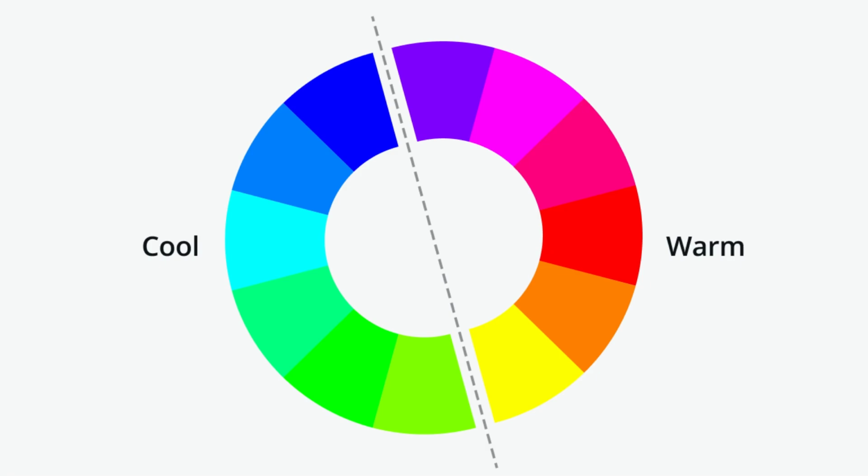Colors can feel warm or cool. Warm colors, reds, oranges, and yellows, evoke energy and vibrancy. Cool colors, blues, greens, and violets, feel calm, soothing, and professional. Knowing this helps you set mood with color.